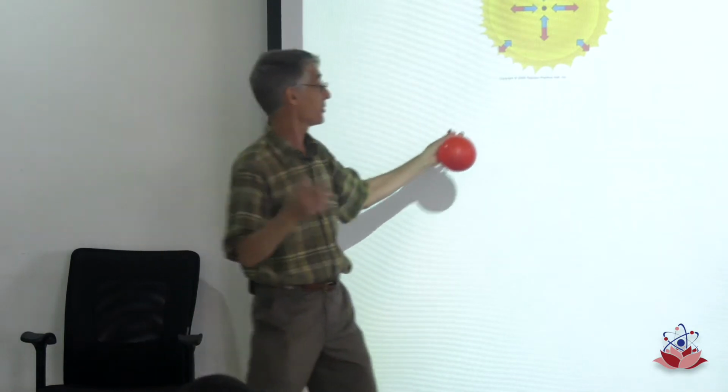So the rubber represents gravity, and the gas pressure inside represents gas pressure inside the star from the high temperatures.